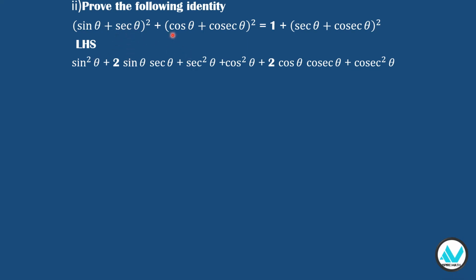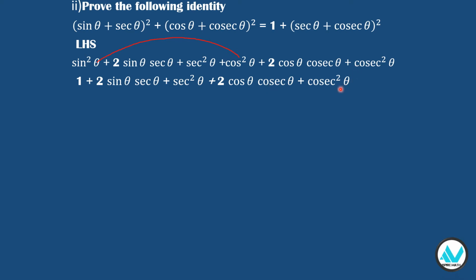And for the next part also I am going to apply (a plus b) the whole square, that is cos²θ plus 2 cos θ cosec θ plus cosec²θ. Now we know that sin²θ plus cos²θ is nothing but 1. So let me write the 1 here. Now my next step, I am going to write the remaining terms as it is, that is 2 sin θ sec θ as it is, sec²θ, 2 cos θ cosec θ plus cosec²θ.